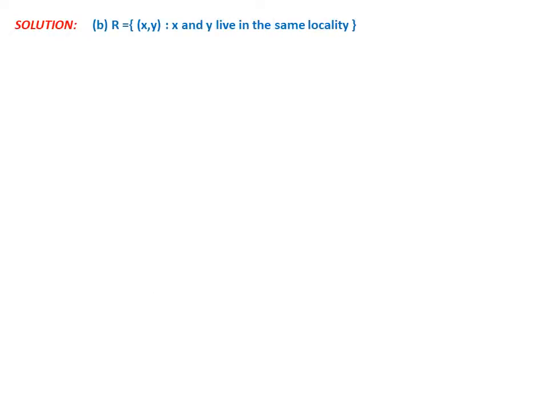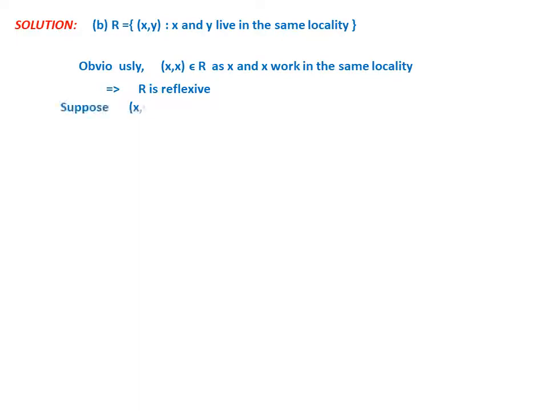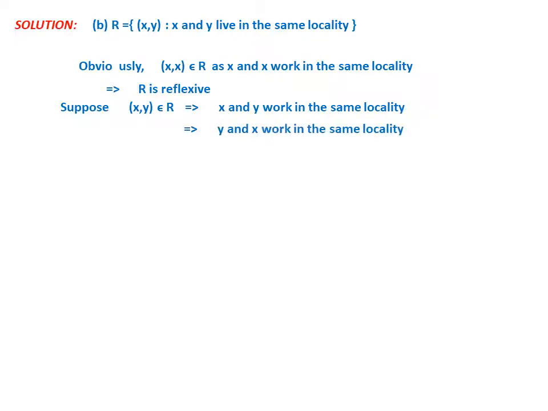Second one, B part: x and y live in the same locality. Exactly the same actually. So obviously it is reflexive. (x, x) belongs to R, as x and x live in the same locality. Similarly, if (x, y) belongs to R, this implies x and y live in the same locality. Therefore y and x also live in the same locality. Obvious. Therefore (y, x) belongs to R, so it is symmetric.